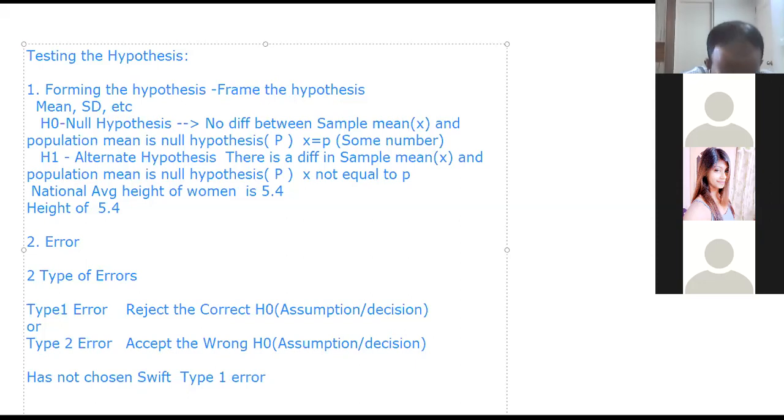Are you getting, guys? They have not chosen the correct decision. They should have chosen Swift. They said, okay, let us postpone this project of Swift. Let us not choose this. Second scenario is that they had chosen Ritz, which is the wrong decision. That is type 2 error.